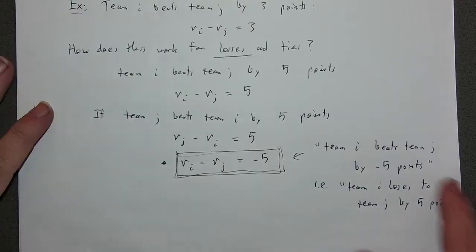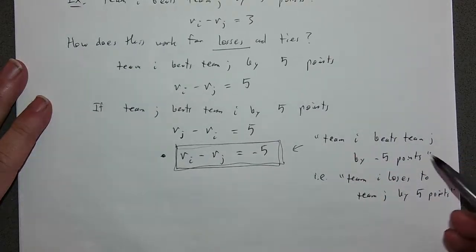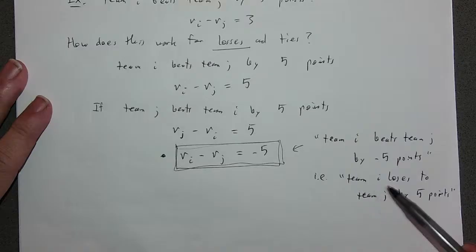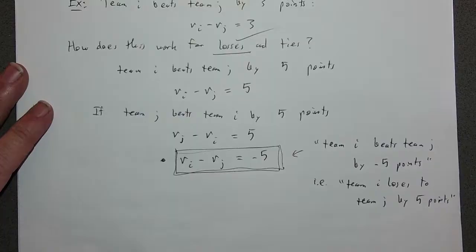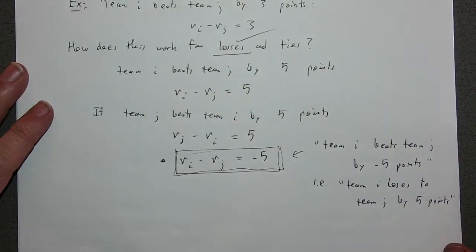All right, so Team I beats Team J by minus 5 points is the same as Team I losing to Team J by 5 points. So losses are taken care of here without even having to change the order. A loss is just a win by negative points. That's a way to be optimistic.